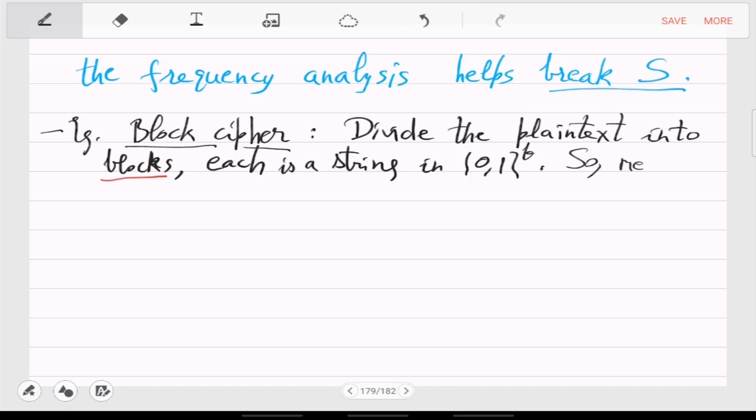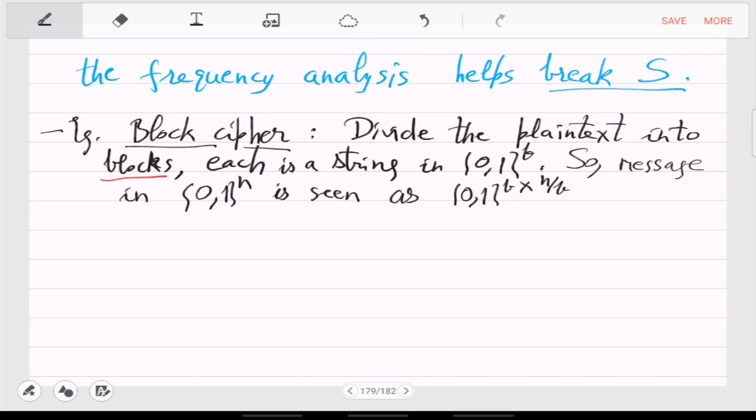So a message in 0, 1 to the n is first seen as a 0, 1 matrix of B cross n by B, and then encoded.